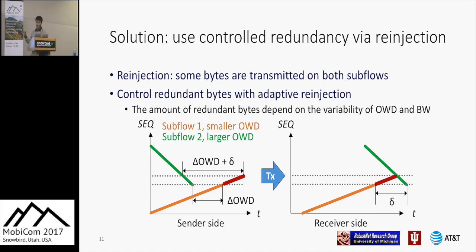So from these slides, we can show that when the variability is high, the reinjected data are larger. When the variability is low, the amount of reinjected bytes is smaller. So thus, we can control the redundancy based on the network condition.